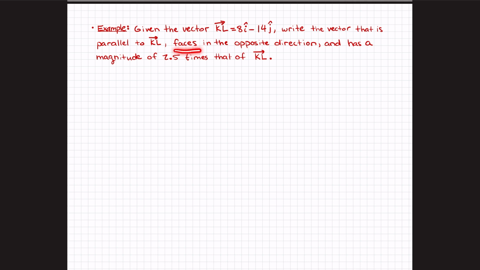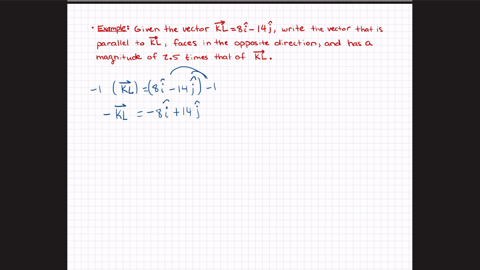because the first step that it wants us to do, which is make a vector that faces in the opposite direction, is easily achievable by taking vector KL, which is 8i hat minus 14j hat, and multiplying both sides of it by negative 1. Now, if I multiply the vector KL by negative 1, of course I have the vector negative KL, suggesting that it's opposite. And that's going to be equal to, and I'm just distributing this negative 1 to each term, negative 8i hat plus 14j hat.